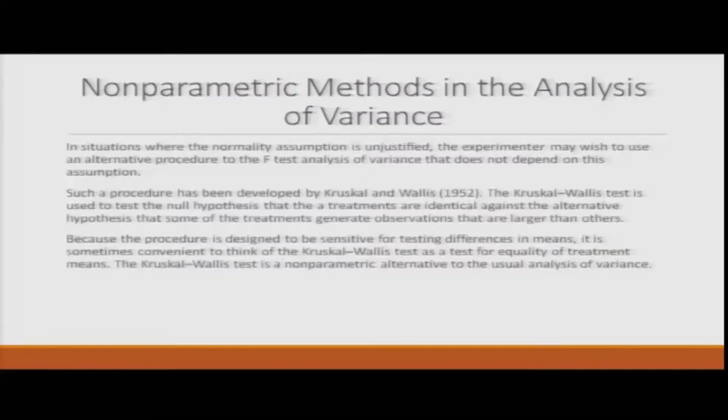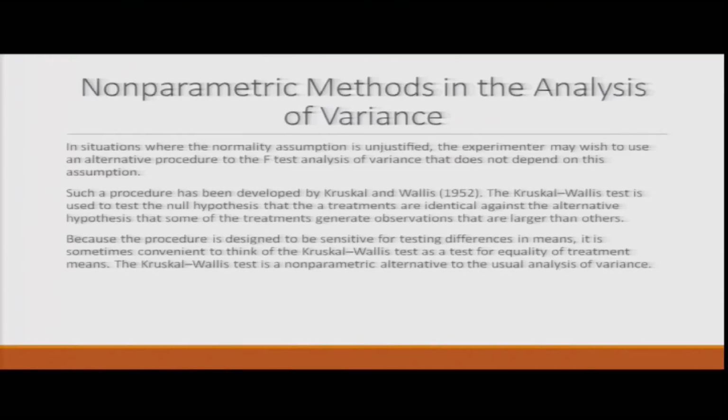So, for the non-parametric methods in analysis of variance, in situations where the normality assumption is unjustified, the experimenter may wish to use an alternative procedure to the F test analysis that does not depend on the assumption. If you remember, for all the tests we considered the underlying distribution to be normal, and based on that we proceeded. Such a procedure has been developed by Kruskal and Wallis. So, the Kruskal-Wallis test is very famous. It is used to test the null hypothesis that the treatments are identical against the alternative hypothesis that some of the treatments generate observations that are larger than the others, and they are not identical.